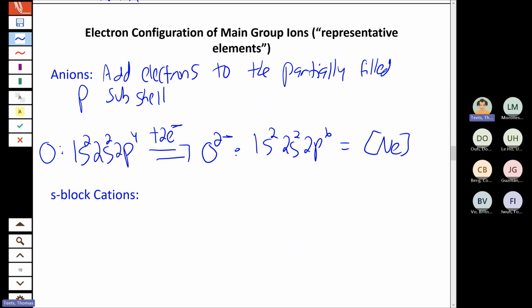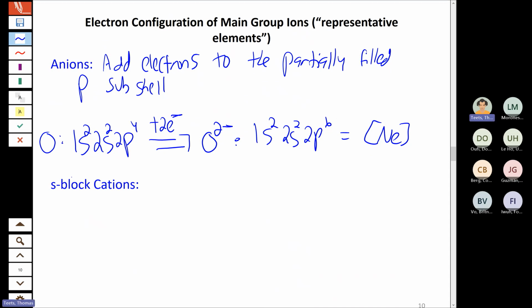The formation of these ions in the main group, the s and p blocks, tends to get you to the nearest noble gas configuration. So that's exactly what happens here. O2- has the same configuration as neon. Those last 2 electrons go into the 2p subshell.